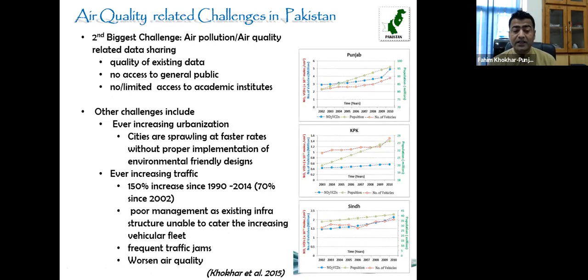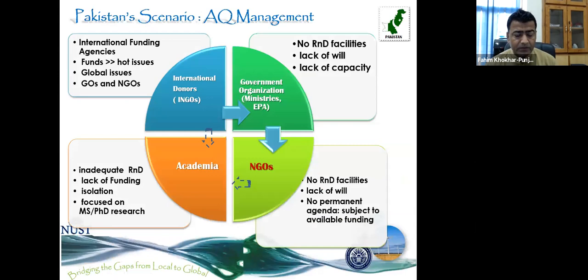All these things result in less effective policies to address air pollution. The second biggest challenge is data sharing. This no data sharing, no data syndrome is very predominant in the country of Pakistan. Other challenges include unprecedented increase in urbanization and unplanned cities, ever-increasing traffic. The lenient leasing system has increased the vehicular fleet manifold. So that has worsened the air quality, particularly in major cities.